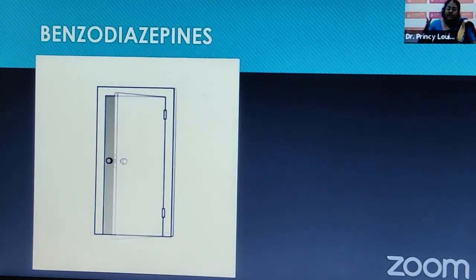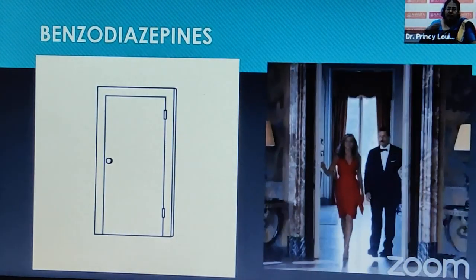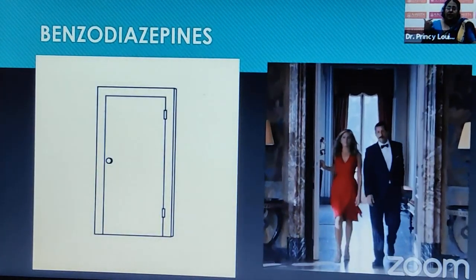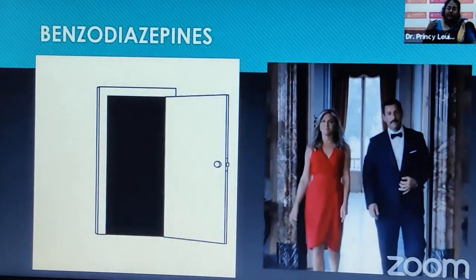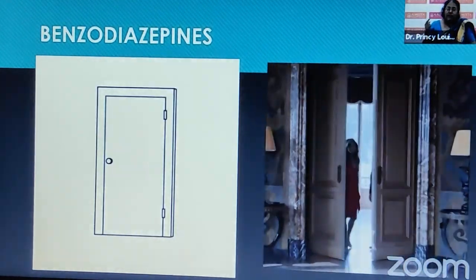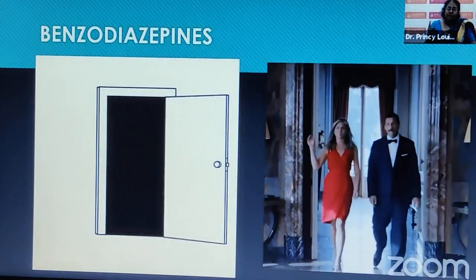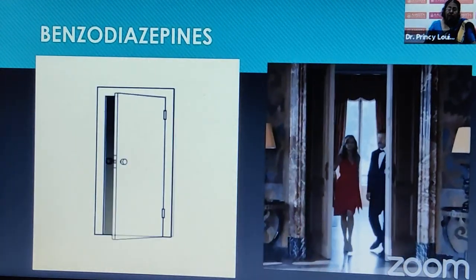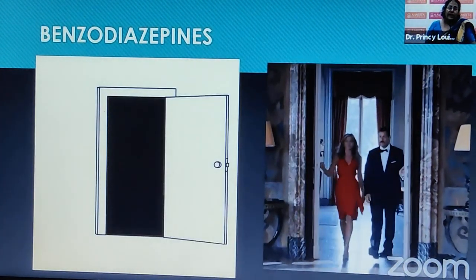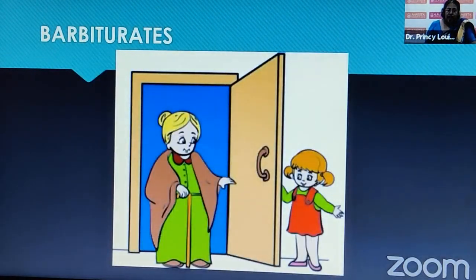Benzodiazepines open that chloride channel fast, rapid acting. It opens and allows the chloride to come in. Again, it opens and allows the chloride to come in. These are fast, rapid openings of chloride channels that happen when you give benzodiazepines. This is the action.